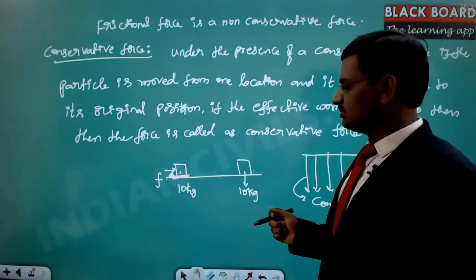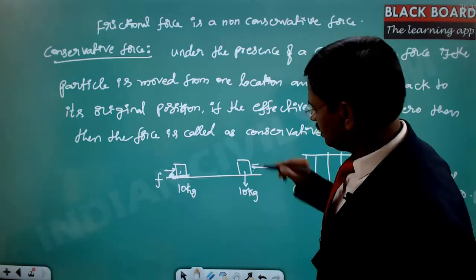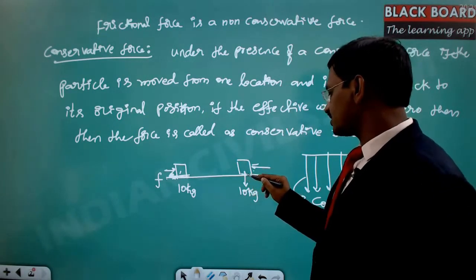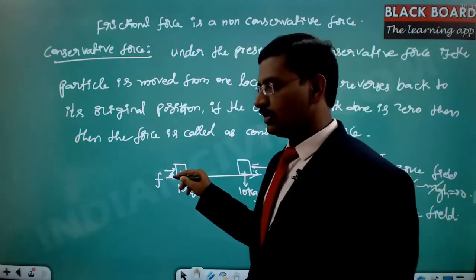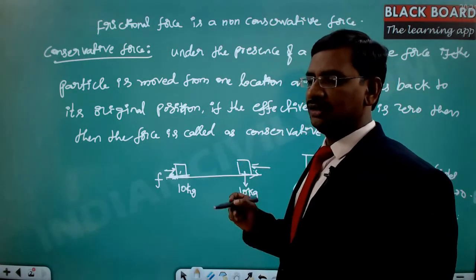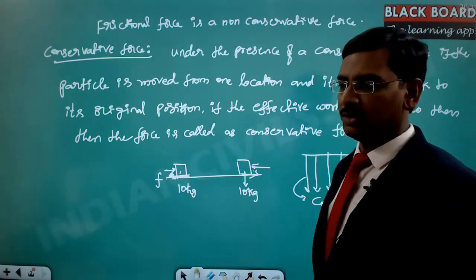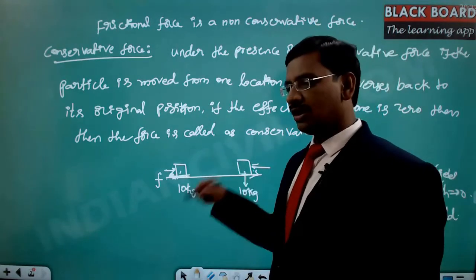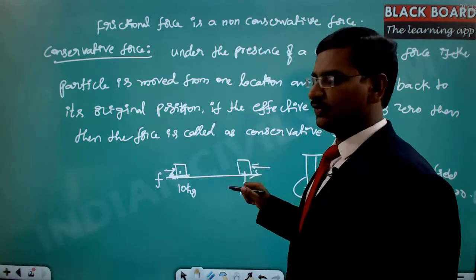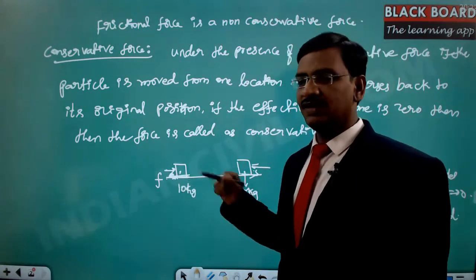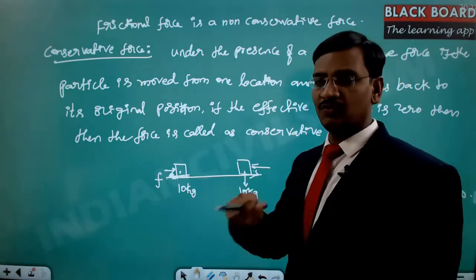Now, what I do is, I ask you to move it back again. Then I apply the force here, and there will be a counter frictional force that is going to be developed against your movement, and this particle is moving back to its original position. Now, if I say that you have not done any work, you will automatically get angry. Why? Because with a lot of effort you moved the particle from here to here, and with a lot of effort you moved it back from here to here. If I say that you have not done any work, automatically you will get angry, right? So this is not true, because you have done work.